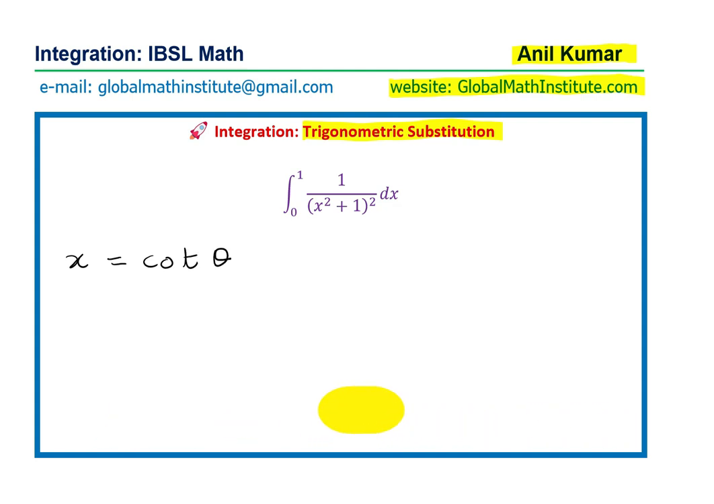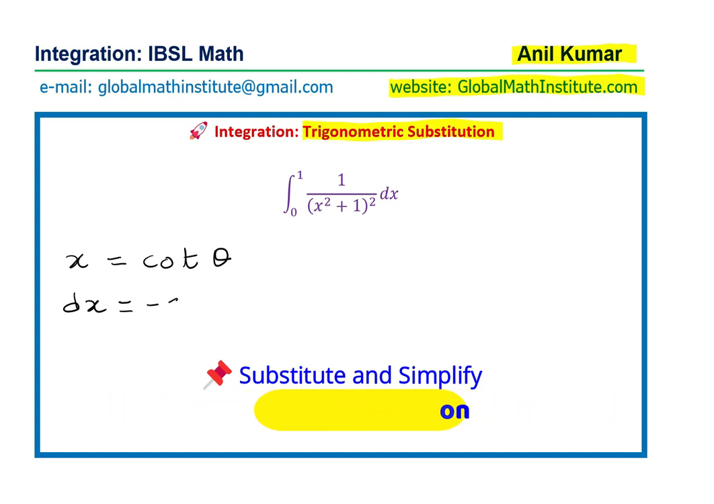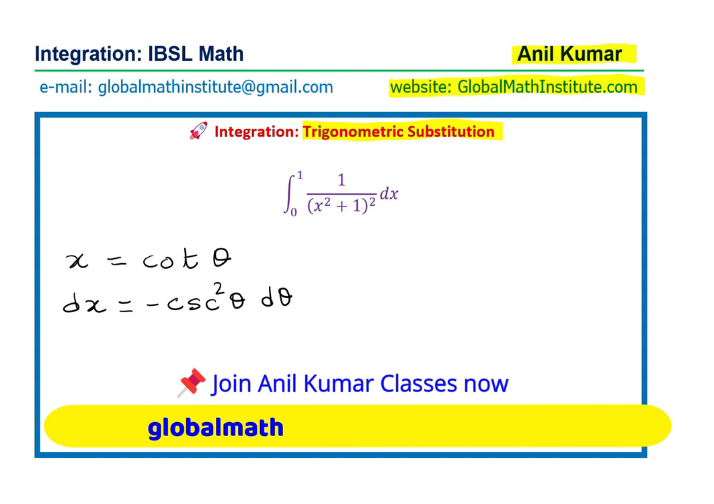Now, in that case, if x is equal to cot theta, then the derivative dx will be equal to what? dx is going to be minus cosecant square theta. So that is one part. We can replace dx with minus cosecant square theta.